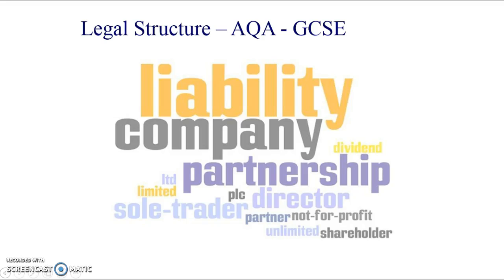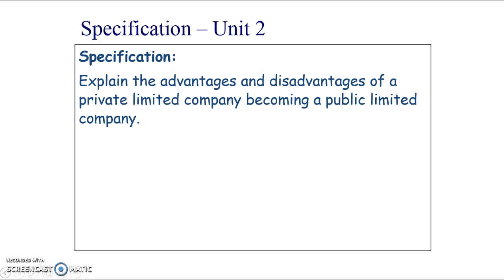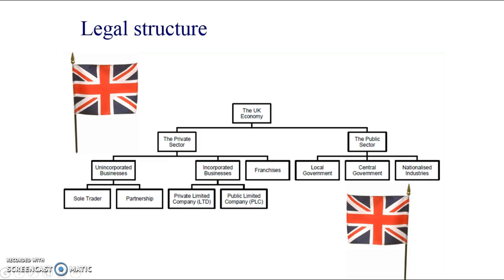Hello, this is the first in the series for Unit 2 for GCSE AQA Business Studies, and we're looking at LTDs and PLCs, and specifically the advantages and disadvantages of changing from an LTD, a private limited company, and becoming a public limited company. So some of this is a bit of a crossover from the legal structure video that I did for Unit 1, but that was mainly focused on sole traders, partnerships, and LTDs.